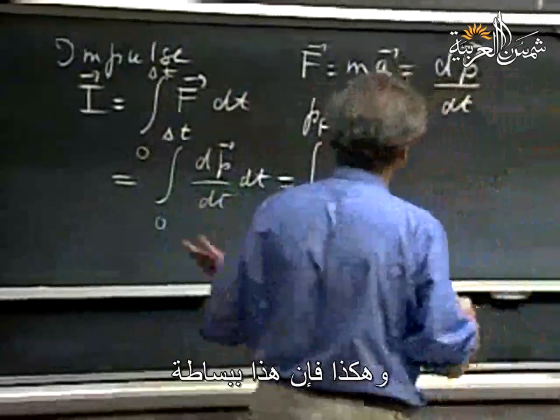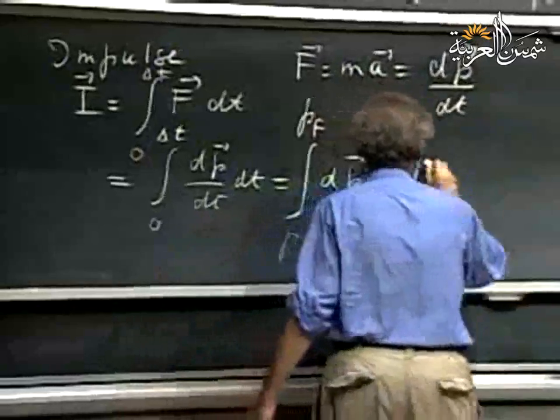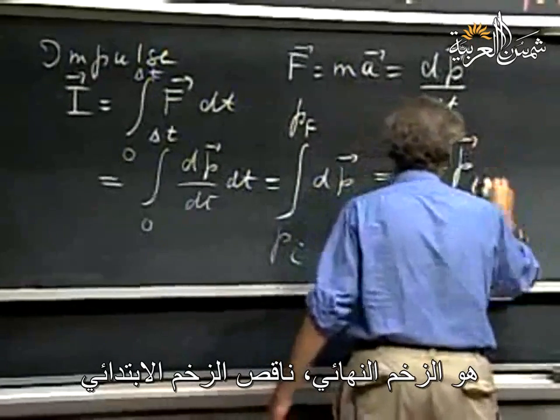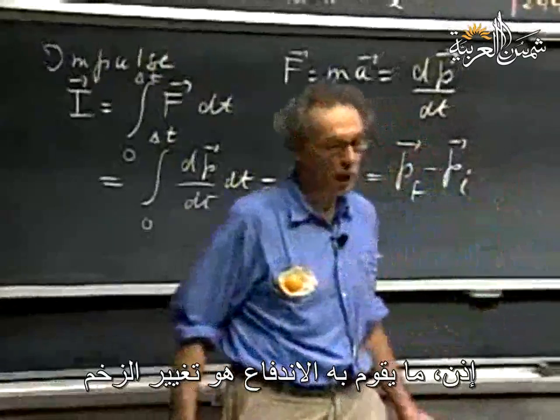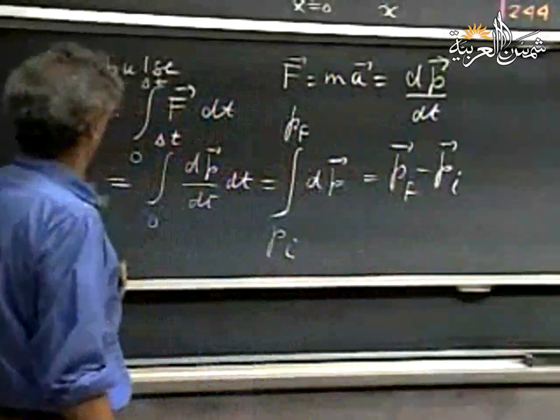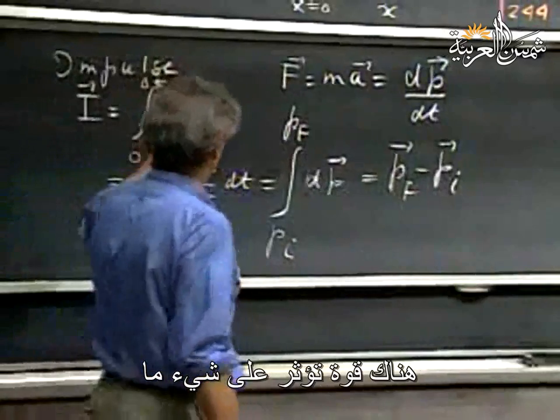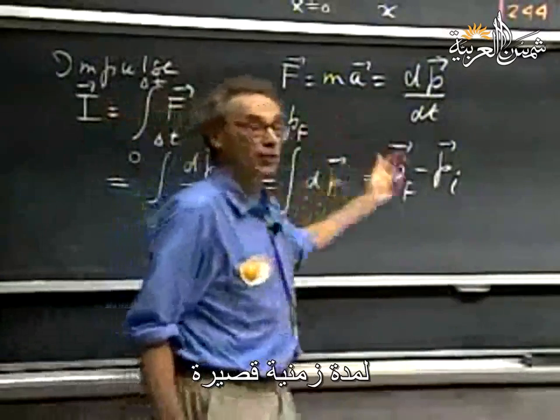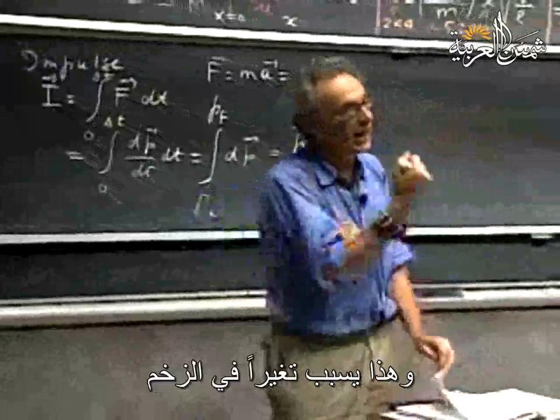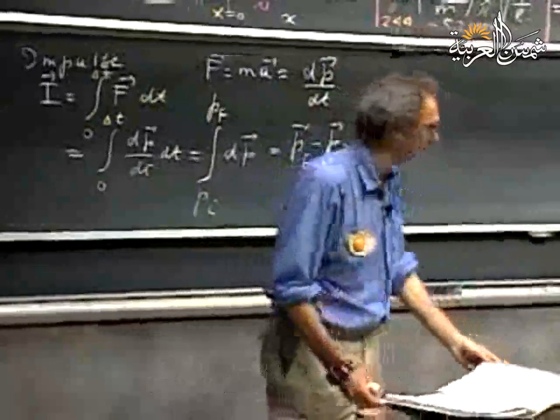And so that is simply the final momentum minus the initial momentum. So what an impulse does, it changes the momentum. There is a force that acts on something for a short amount of time, could be a little longer, as you will see with rockets, and that gives it a change in momentum.